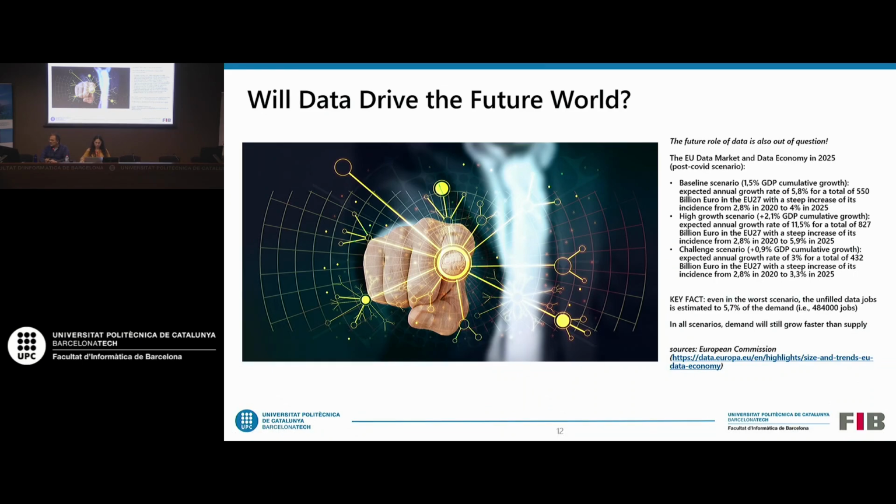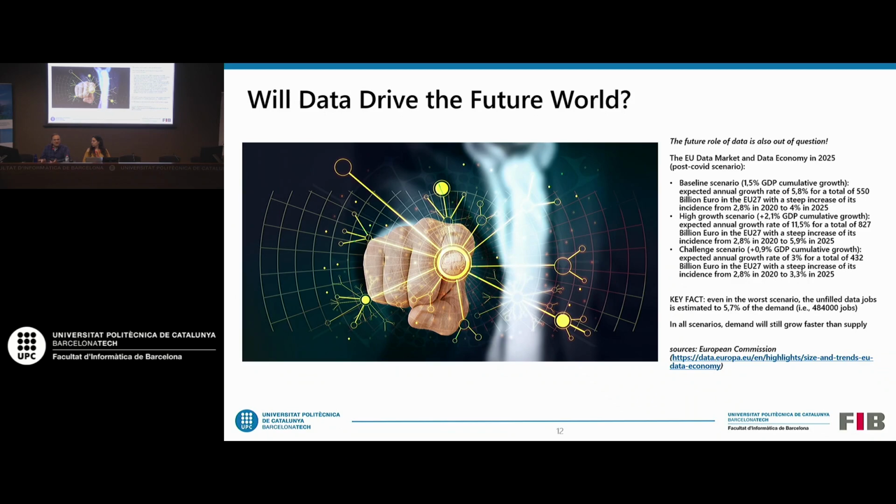And in this same report, the EU, when they talk about the data market and the data economy, they are talking about very bold numbers. They have 3 scenarios: the baseline, if everything goes as expected, pessimistic, or high growth. But if we just focus on the baseline, which is if Europe is growing at a 1.5 GDP cumulative growth, they are expecting that the increase of data science would go around 5.8% for a total of 550 billion euro, which is quite bold numbers again.